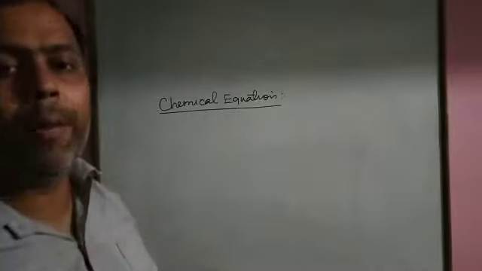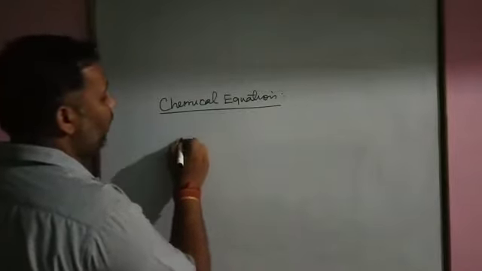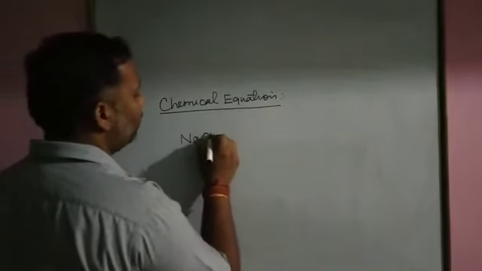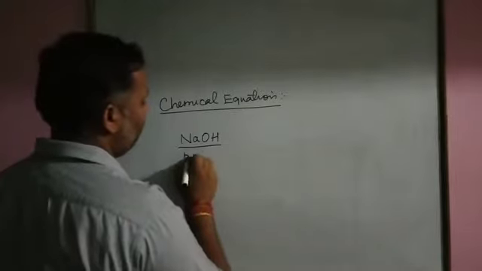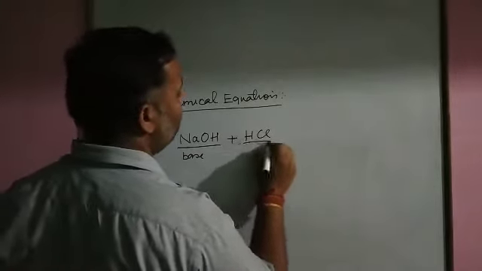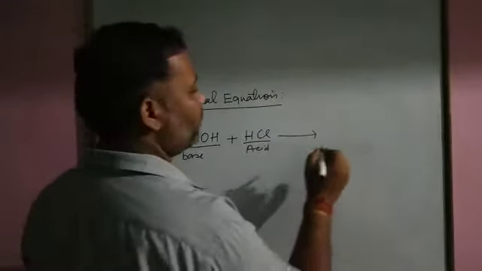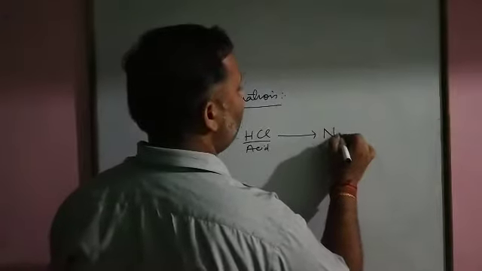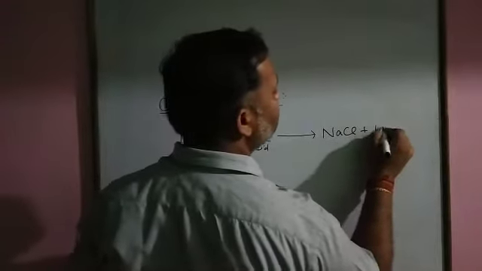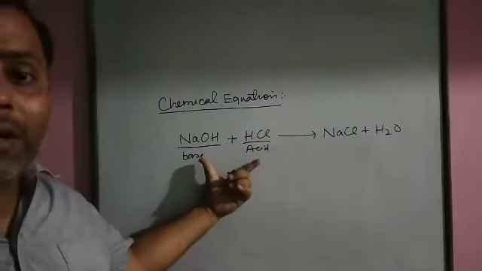What do you mean by chemical equation? Let us take an example. When we add sodium hydroxide, which is a base, to an acid, that is HCl, what is formed? It forms NaCl plus water. It means a chemical reaction.